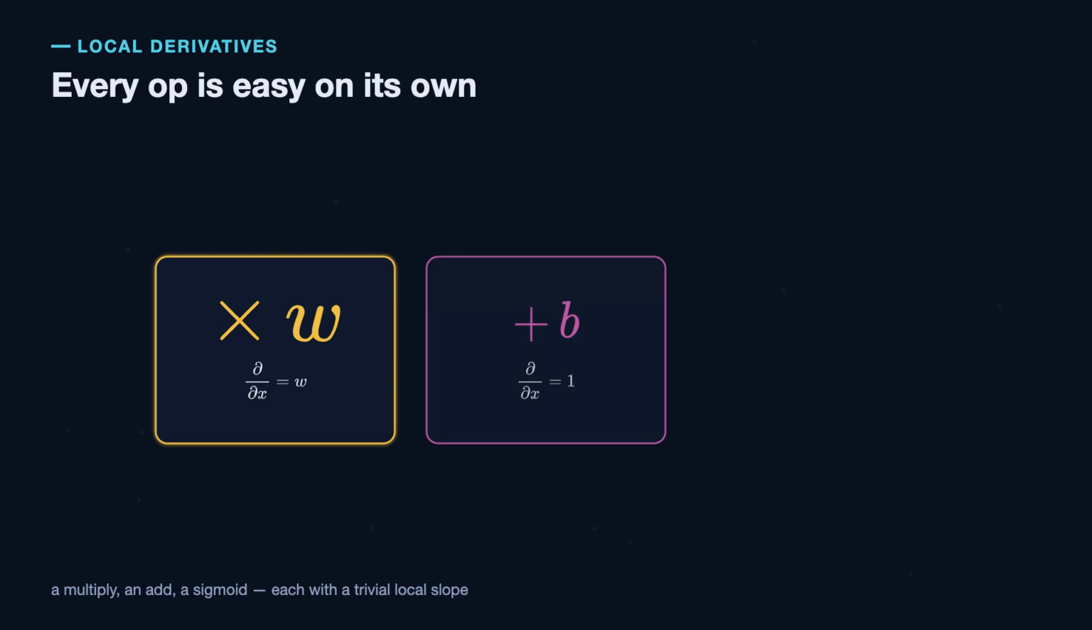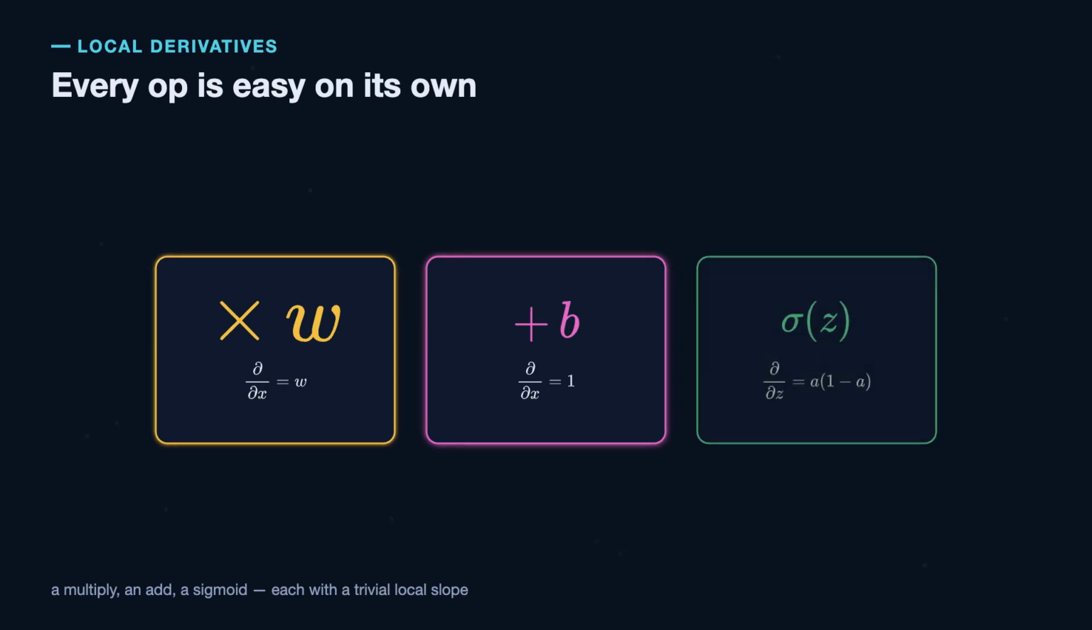Here is why the chain rule is such a gift. Every operation inside the network is simple, a multiply, an add, a sigmoid. And each of these knows its own local derivative, trivially in isolation. Multiplying by a weight w has derivative w, adding a bias has derivative 1. The sigmoid has derivative a times (1 minus a). The whole network is complicated, but every piece of it is easy to differentiate on its own.